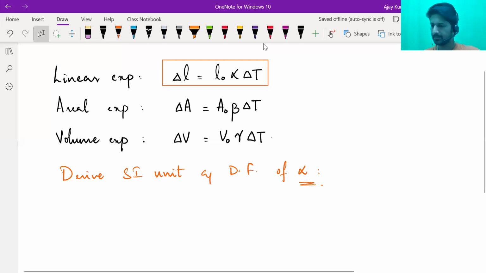Do this quickly. Derive the SI unit and dimensional formula of the coefficient of linear expansion alpha. I'll give you all 2 minutes.